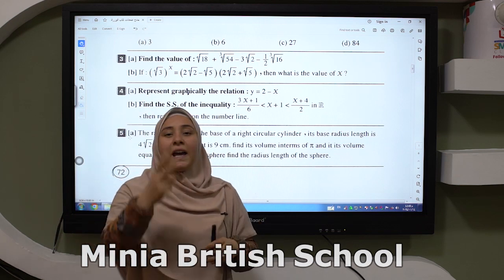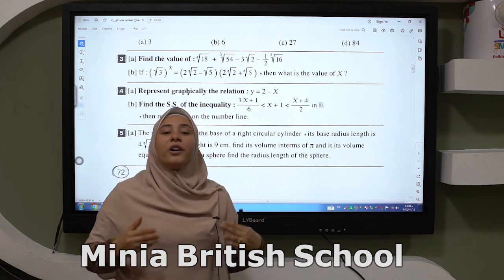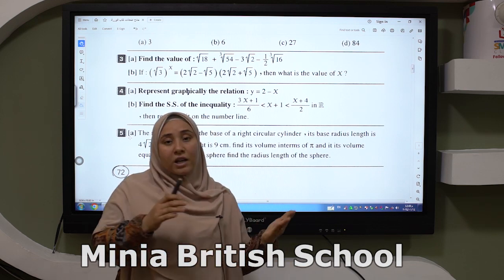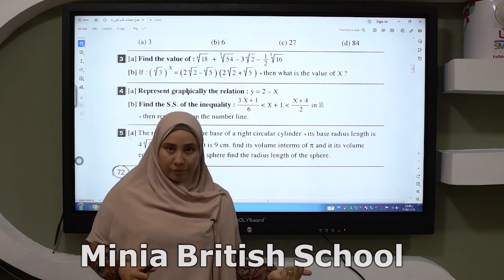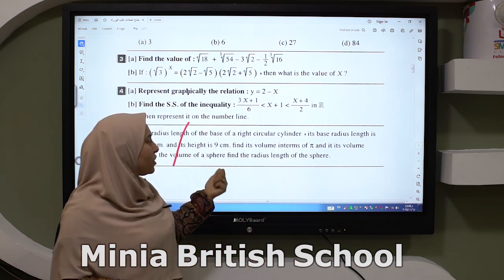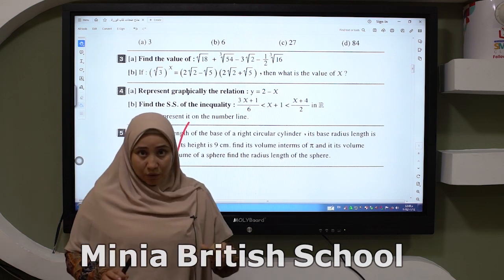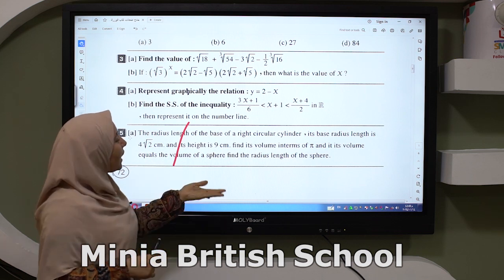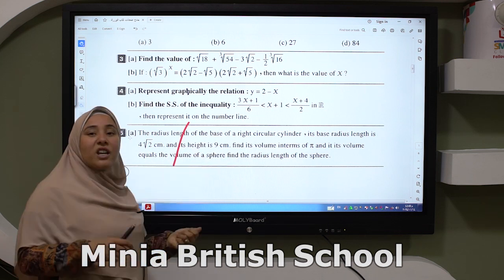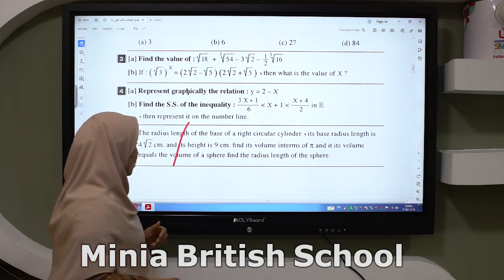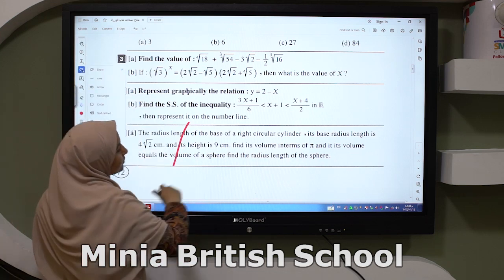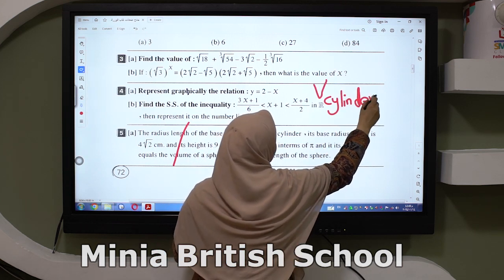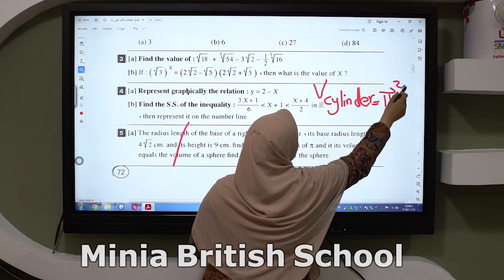So in this question I have two requirements. The first one, find the volume of the right circular cylinder. Then if the volume of the cylinder equals the volume of the sphere, find the radius length of the sphere. Then I find the first requirement here. We know the volume of the circular cylinder equals pi r power 2 h.